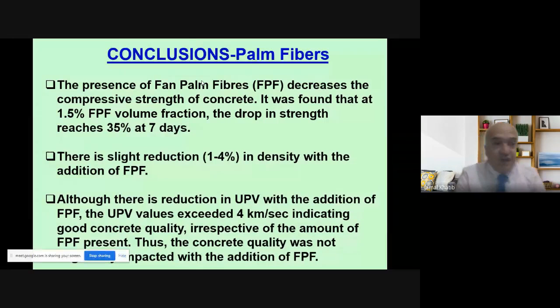So it was found that if we use 1.5% volume of fiber, we've got up to 35% reductions at 7 days. So maybe rather than focusing at 7 days, we need to focus at 28 days. Density, there is a small reduction because the higher the amount of fiber, the less the density. And of course, the UPV data follow pretty much a similar trend to those of compressive strength.